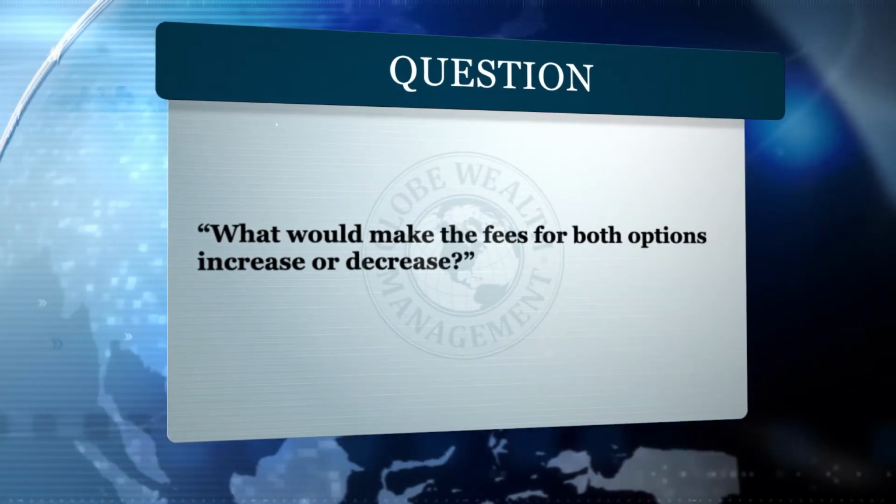Within an advisory account, you also have access to institutional share classes of mutual funds that often have lower asset management fees than what are available within a brokerage account. I will mention that $10,000 typically wouldn't satisfy the minimums for an advisory account and might not be the most cost-effective way to begin investing. But that is something that's determined when you do the evaluation and discuss your goals. So what would make the fees for both options increase or decrease?